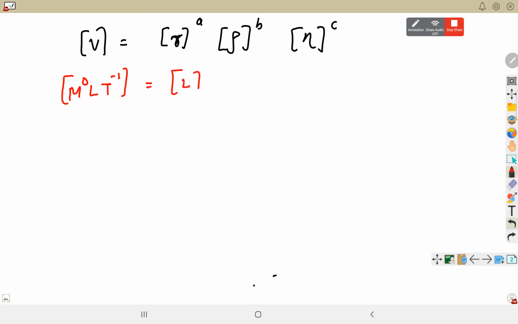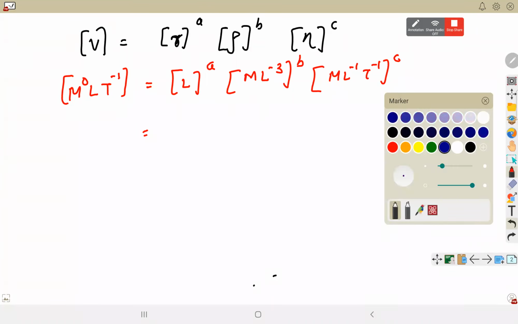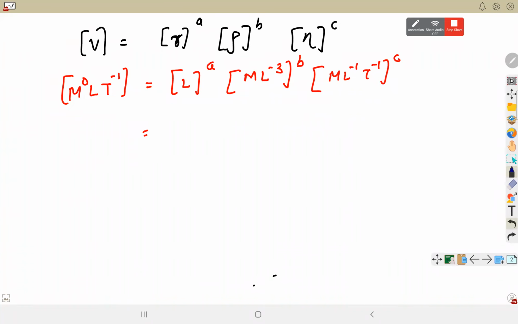Radius dimension will be length only. Density is mass per unit volume, M L minus 3. Coefficient of viscosity, if anyone remembers, what was the dimension of coefficient of viscosity? M L minus 1 T minus 1. Right. Now further you have to solve.